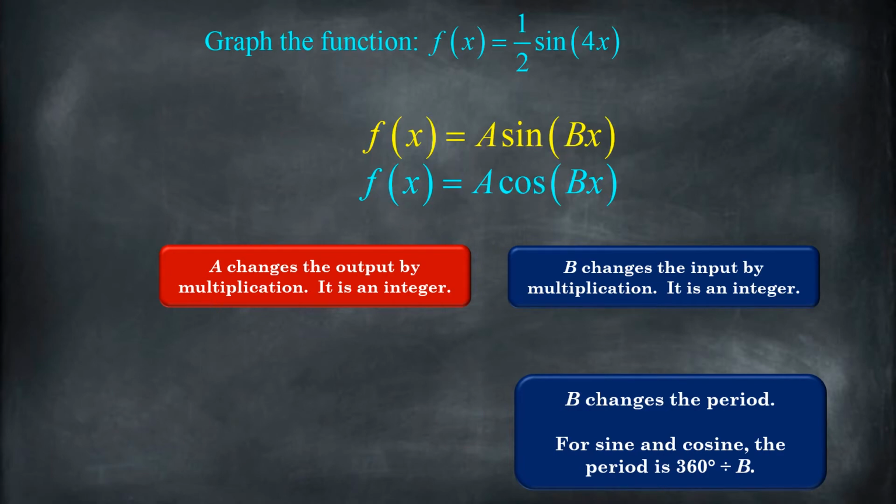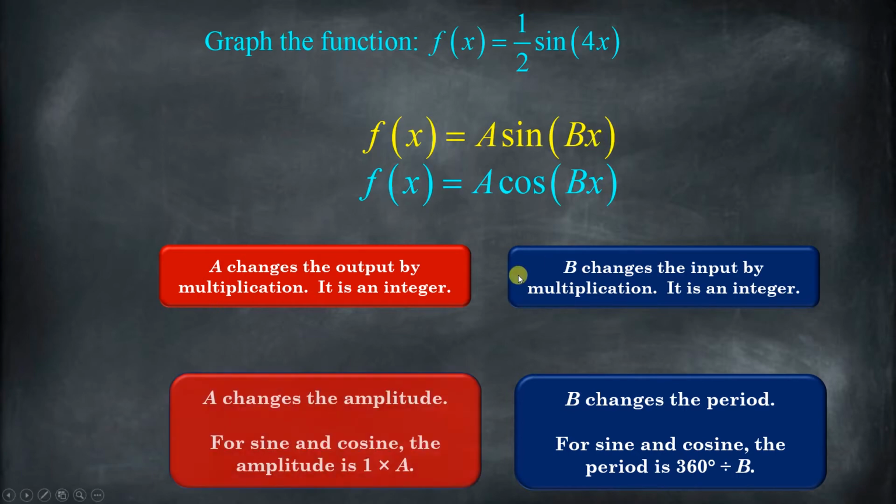So for sine and cosine, the normal period is 360. So if you have a value of B, like this one says 4, well, that means if you had f of x equals the sine of 4x, the period, instead of being 360, would be 90. So using what you know about the features of the graphs of sine and cosine, you can adjust the period to make the graph.